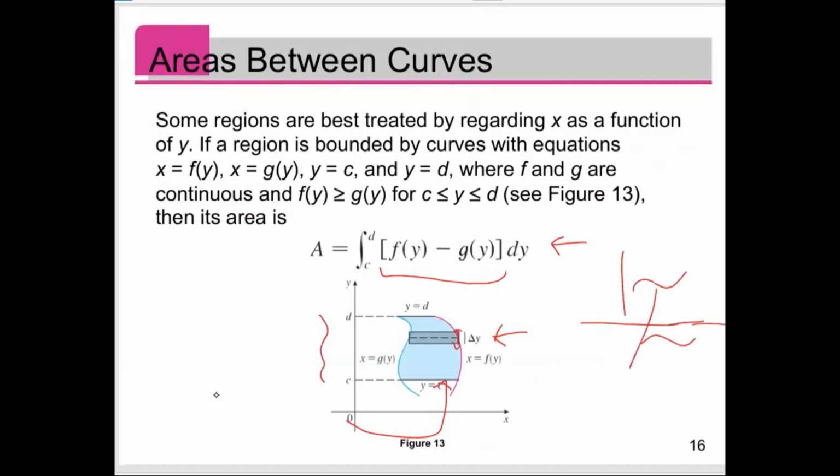So bounded by this one, we have here f(x), here g(x). So it's also possible to have the same case for y, doing integration with respect to y. So this could be our g(y). This could be our f(y). So that's not a problem.